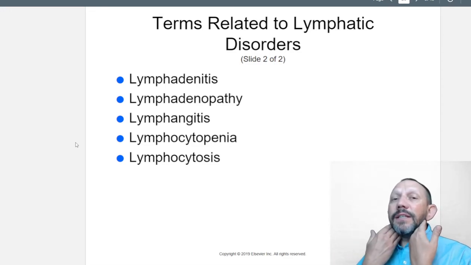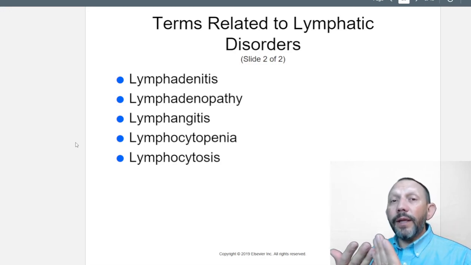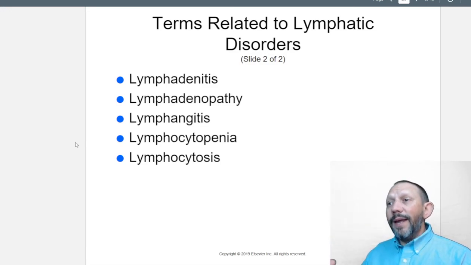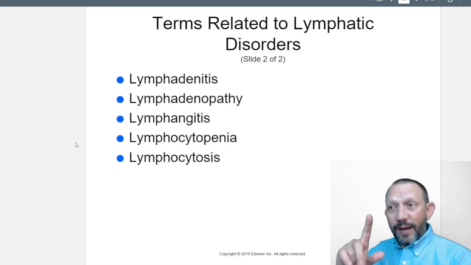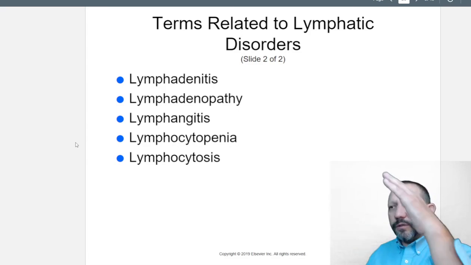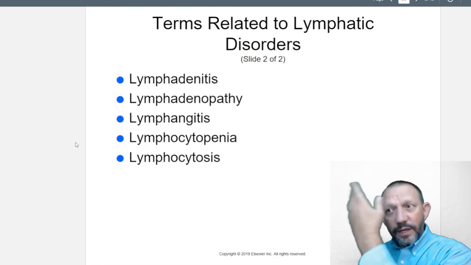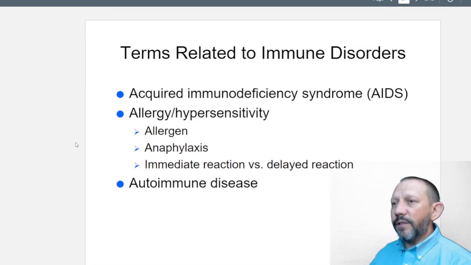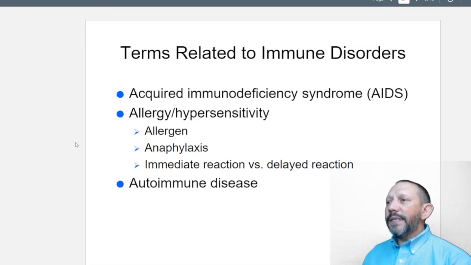Okay, lymphadenitis. Adenopathy is a problem with them. So adenitis is lymph node swelling. Lymphadenopathy is lymph node swelling and problems. Angiitis is pain. Okay, lymphocytopenia is a decrease in the cells, and then lymphocytosis is an increase in the cells, so you have more lymphocytes in your system.